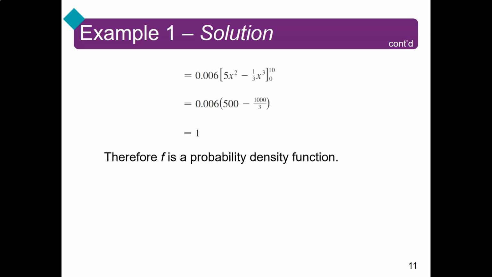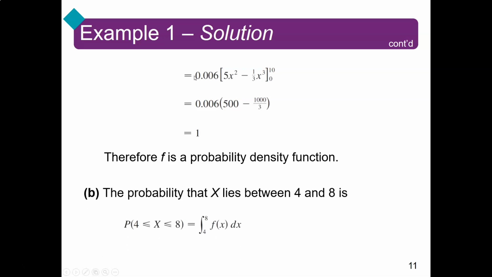So the second part, we're doing the probability that it lies between 4 and 8. Now, there's no need to reinvent the wheel here because we've already found the antiderivative. So if you look at the very top line of the slide, 0.006 times the antiderivative there, 5x squared minus 1/3 x cubed, all you have to do is change those limits. Rather than 0 to 10, we're going to change 0 to 4 and 10 to 8, and we can go ahead and evaluate without having to go through the whole process again.